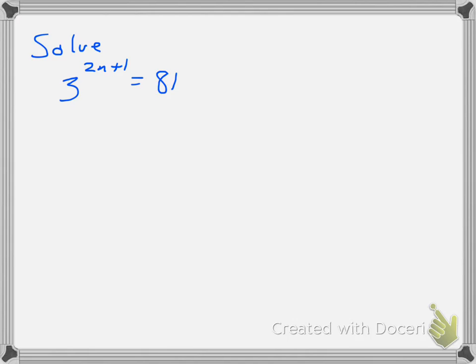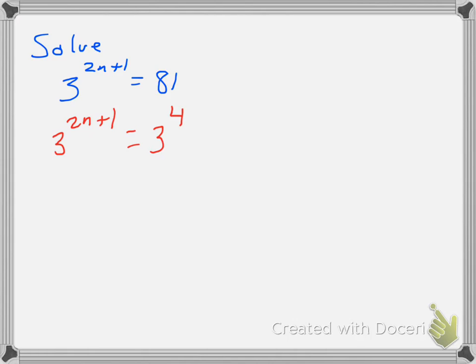What? 3 to the 4th power. 81 is 3 to the 4th power. So, you can't change the value of something, but you can change what it looks like. 81 is equal to 3 to the 4th. So you can change 81 to 3 to the 4th, and now look, we have bases that are the same.